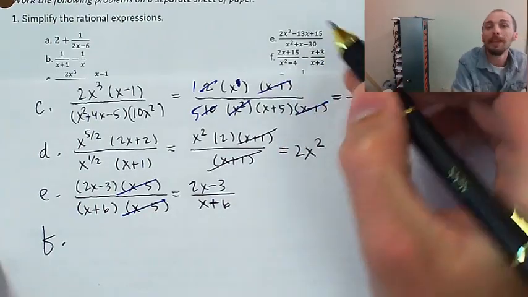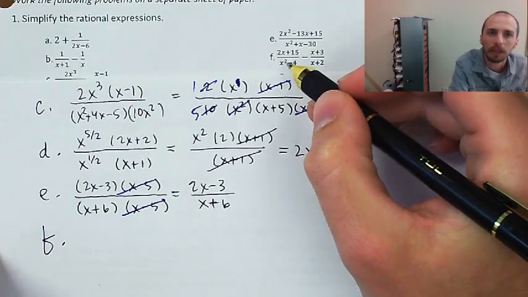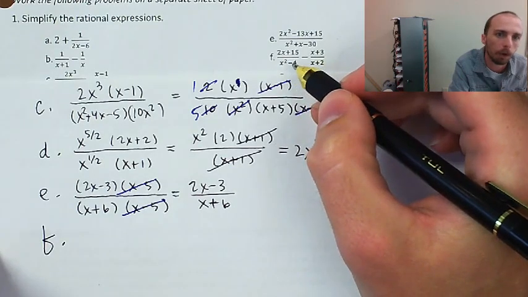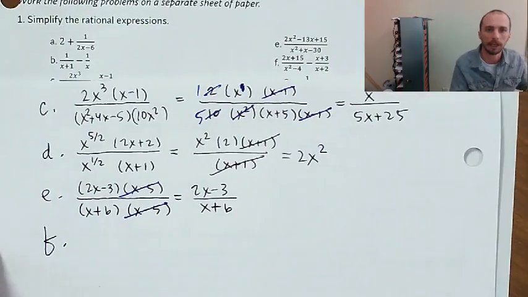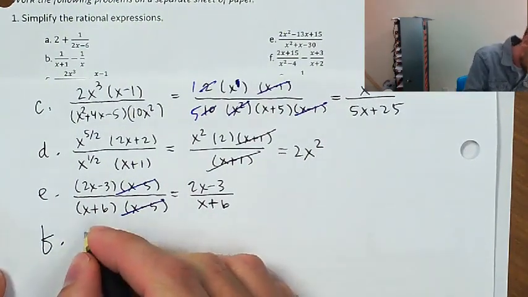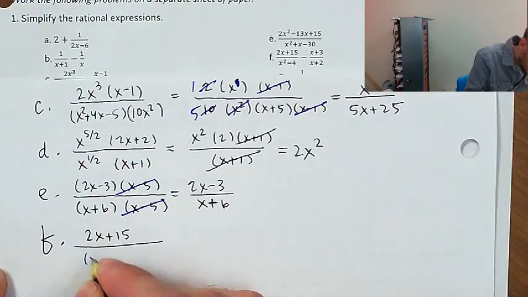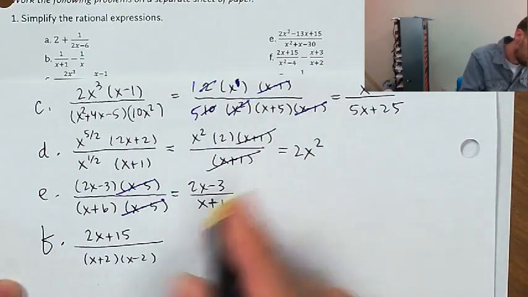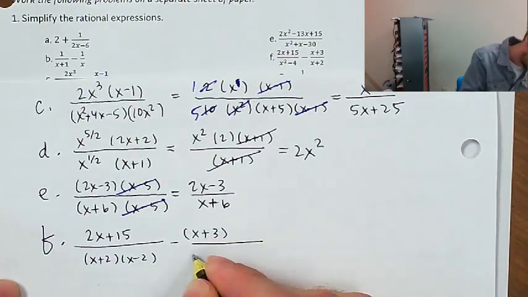So I've got x squared minus 4. Okay, and this is a situation where one of the denominators is a multiple of the other, right? Because x squared minus 4 is equal to x plus 2 times x minus 2. So maybe I'll just write the denominator factored. So I've got 2x plus 15 over x plus 2 times x minus 2, minus this x plus 3 over x plus 2.